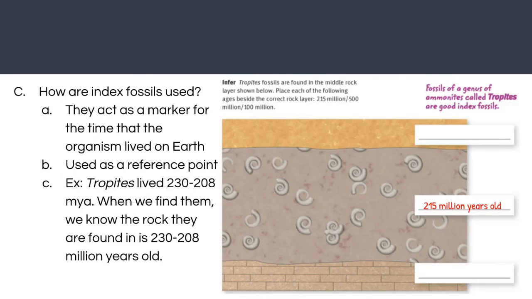Anything above it is going to be younger than that. So that would be where my 100 million year old rock layer came from. And anything below it, remember with my relative dating rules here, anything below it is going to be older. So that would be my 500 million year old layer. Okay, so that is how index fossils are used.